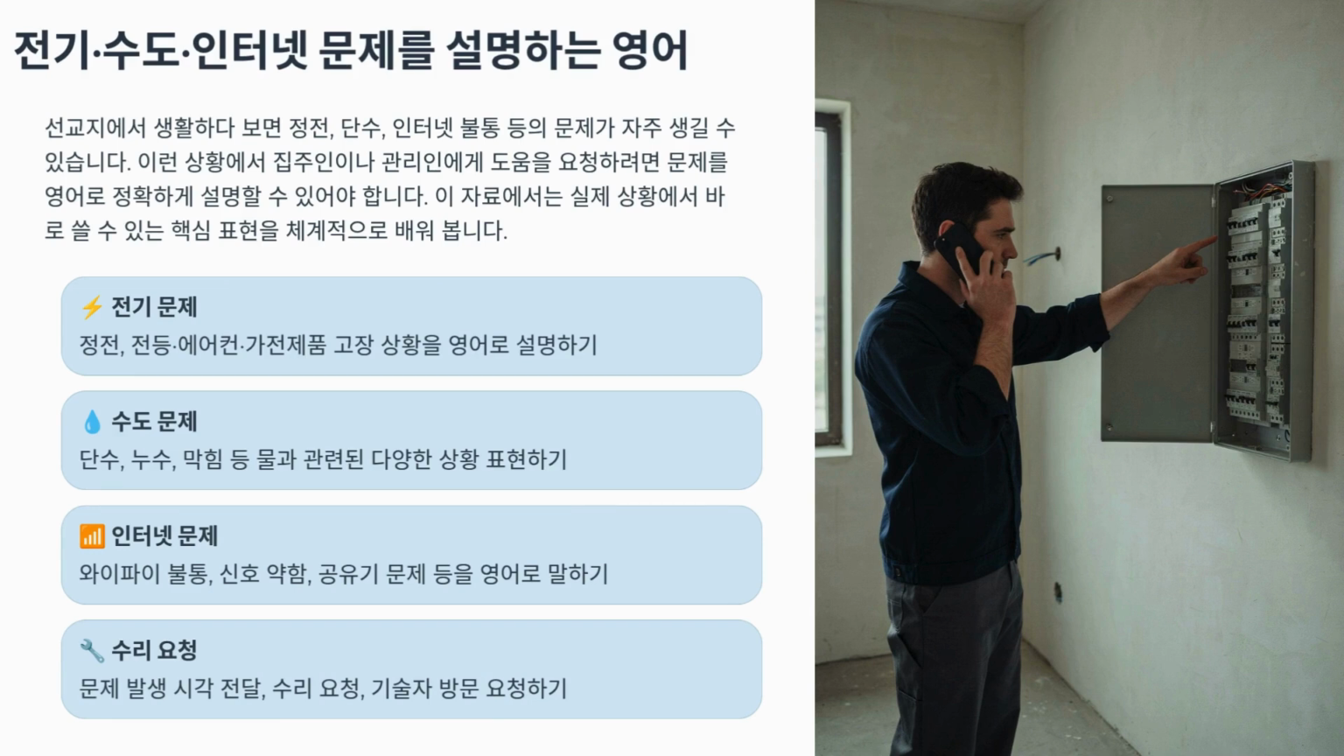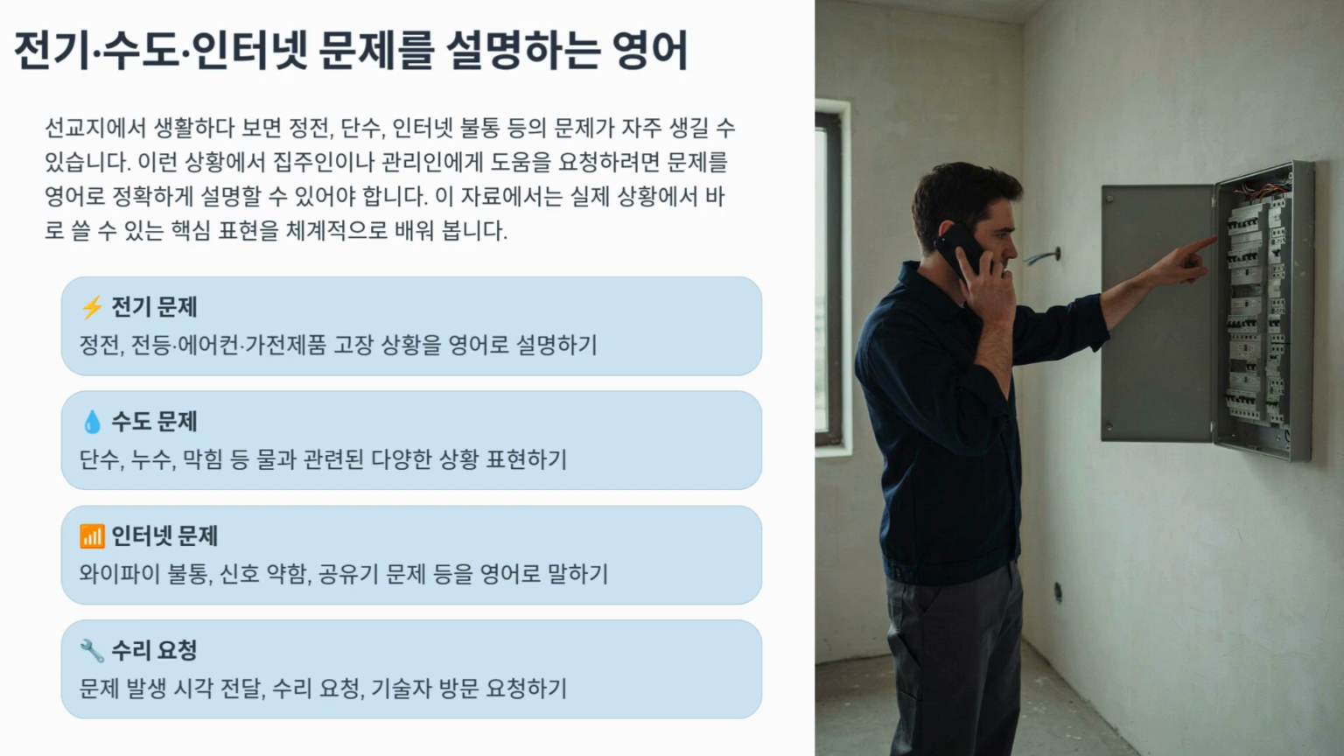Now we will learn how to report electricity, water, and internet problems. These difficulties can interrupt rest, study, worship preparation, and communication with local partners. The key is to explain 4 things. What is wrong, where it happened, when it started, and what help you need.